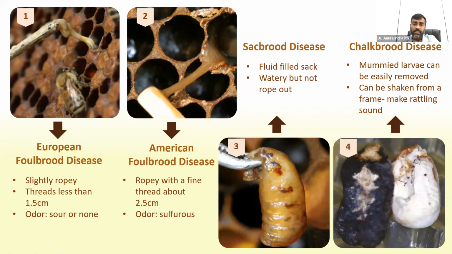And sacbrood disease, right? So we talked about that. This is the viral disease, right? So the larvae become sac-like. When we try to take it out, it comes out like a sac. And inside the body, a kind of fluid is retained, just like a sac, right? And here chalk brood, this is very easy to identify. It becomes a white or black color thing, right? Mainly white color, and there may be some rattling sound with that one. So this is chalk brood disease.